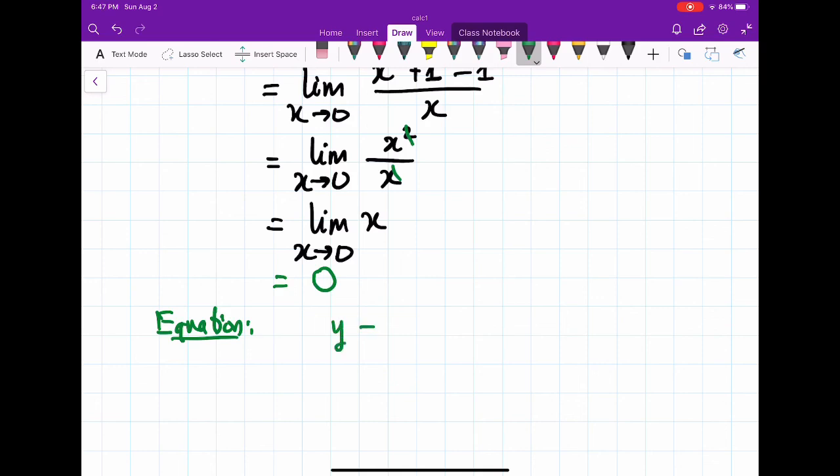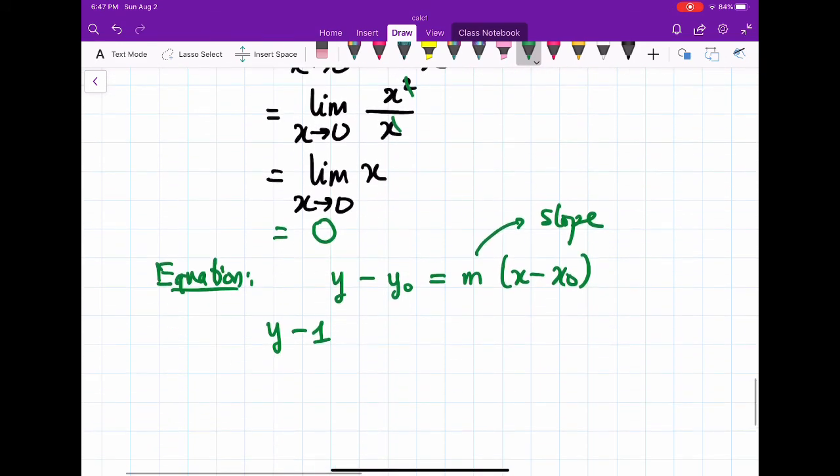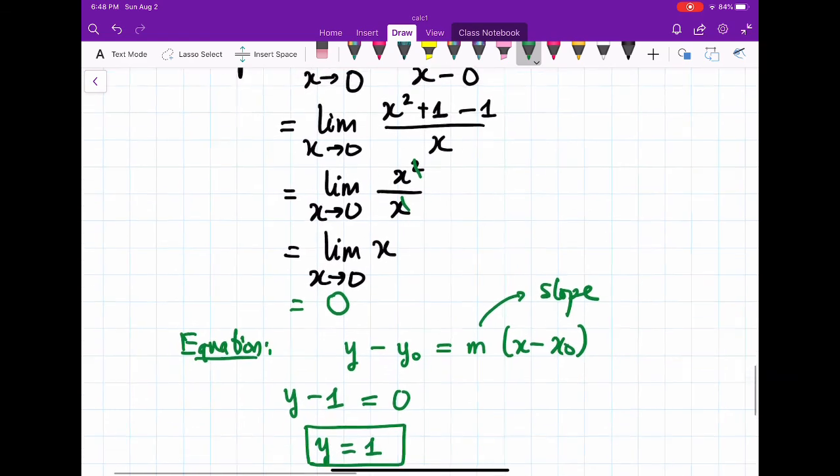That is y minus y0 equal to m times x minus x0, where m is the slope, right? So in this case, m is 0. I have y minus 1 because y0 is 1, you see? Equal to 0. So my equation is y equal to 1. Right? It is pretty easy. That is not that difficult.